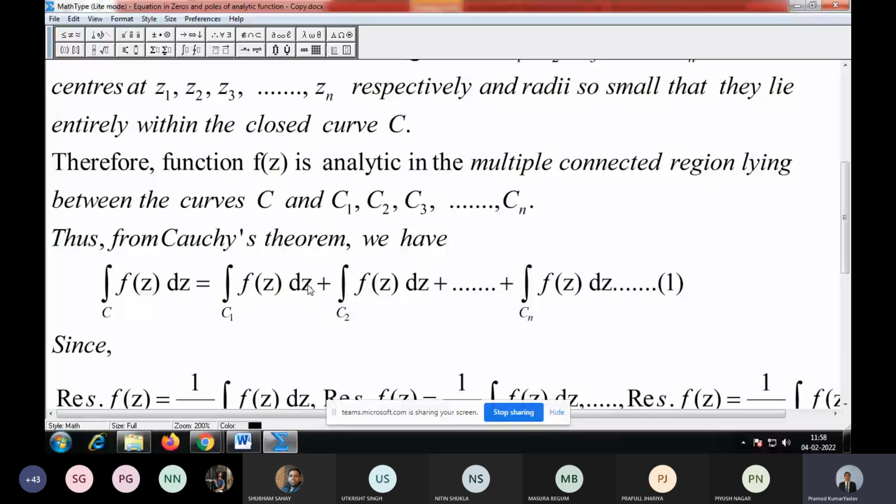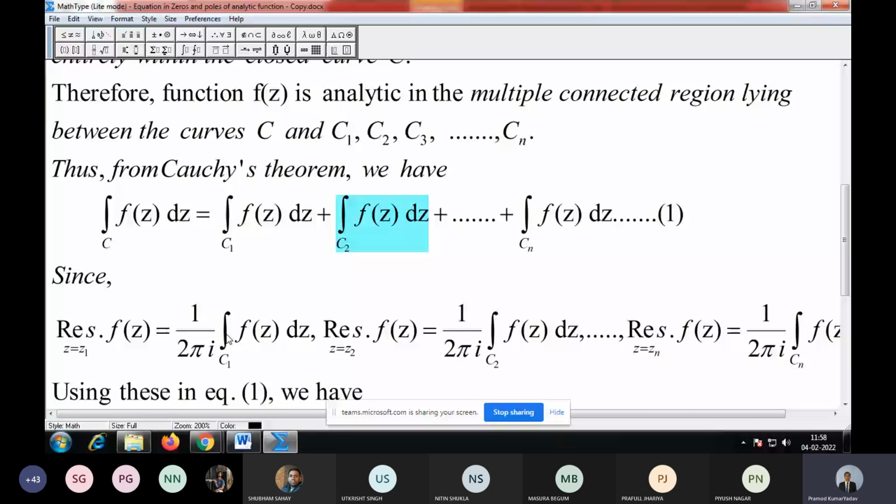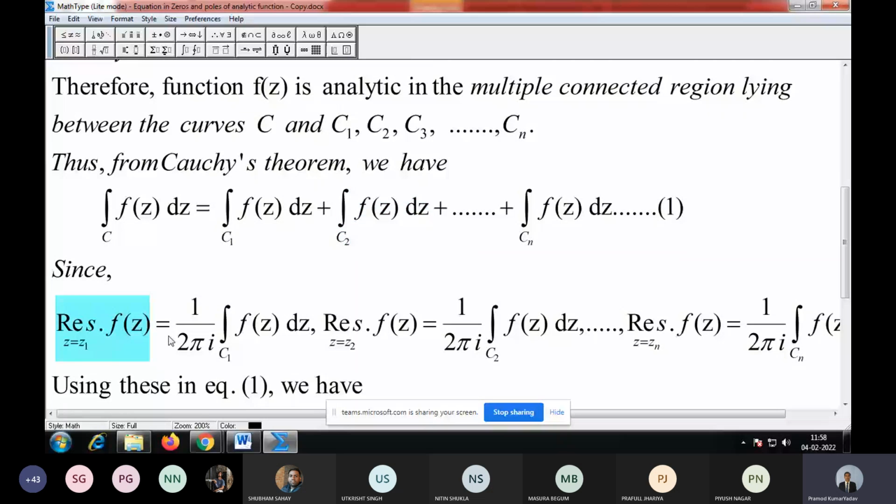For C1, we know the residue of f(z) at z equals z1. Initially we defined it; you may remember it. B1 was the residue, and the value of B1 was 1 upon 2 pi i times the integration over C1 of f(z) dz. So this is equal to the residue of f(z). So the value of this integration will be 2 pi i times the residue of f(z) at z equals z1. Similarly, the value of the next integration is 2 pi i times the residue of f(z) at z equals z2, and so on.